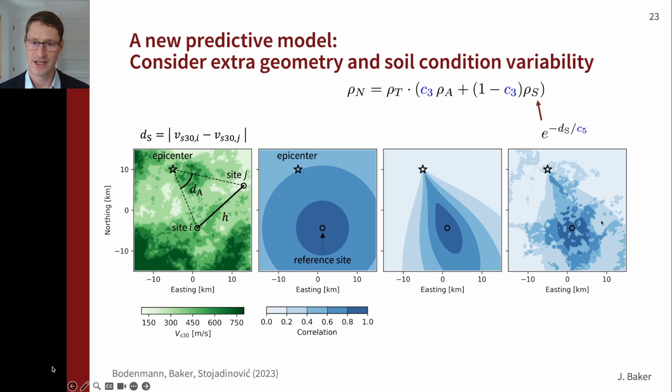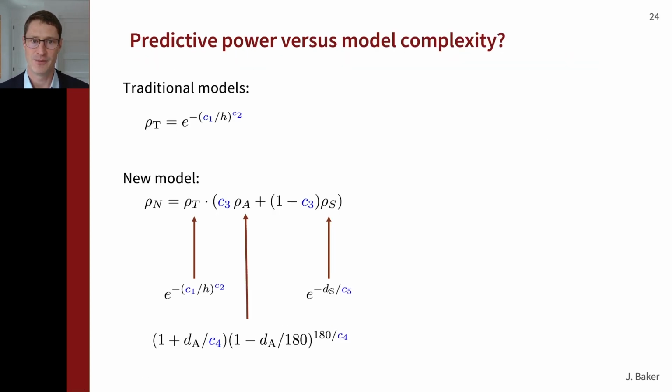Sites where the VS30 value has differed are going to have a decreased correlation. So that's how we can catch these different effects in this single correlation model. So now there's 3 predictor parameters and some extra coefficients we have to fit for the model. Those extra coefficients, though, do raise some questions that we struggled with.